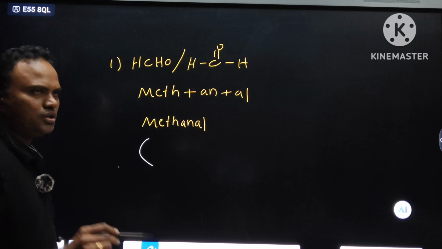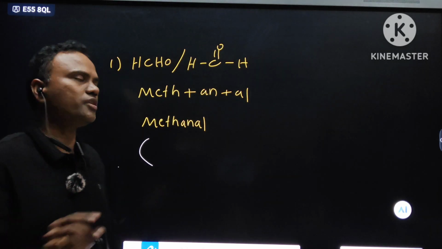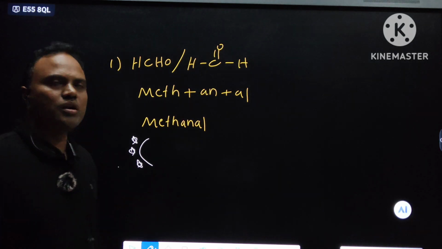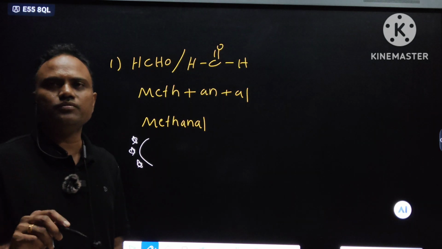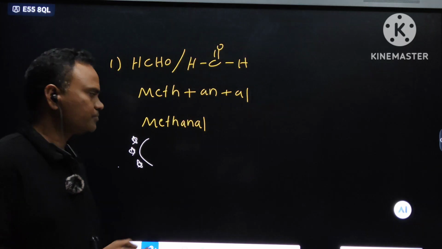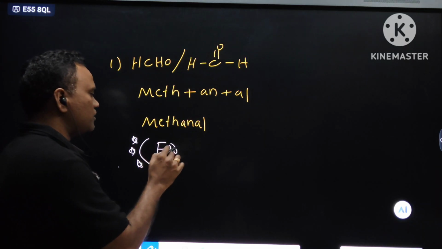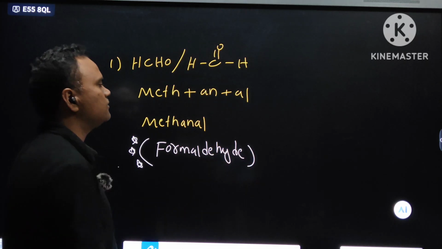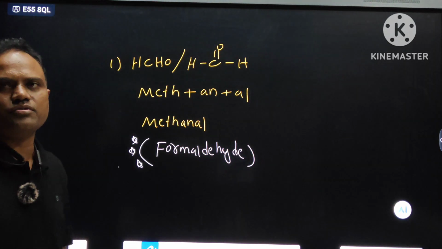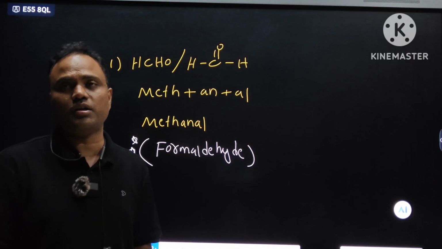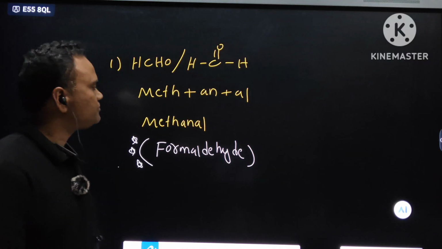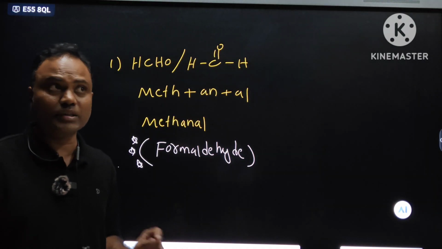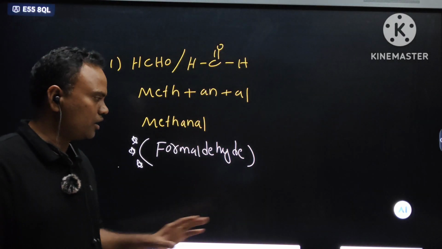I am mentioning the common name, the important common name, in brackets. If I give star marks, that is very important. You should learn it without fail, must and should. Formaldehyde is a very important common name. A question may ask how many of the following will give the Tollens test, and you will get the names only: formaldehyde, acetaldehyde, benzaldehyde, like that. So the first and important compound is formaldehyde, or methanal, not methanol, methanal.